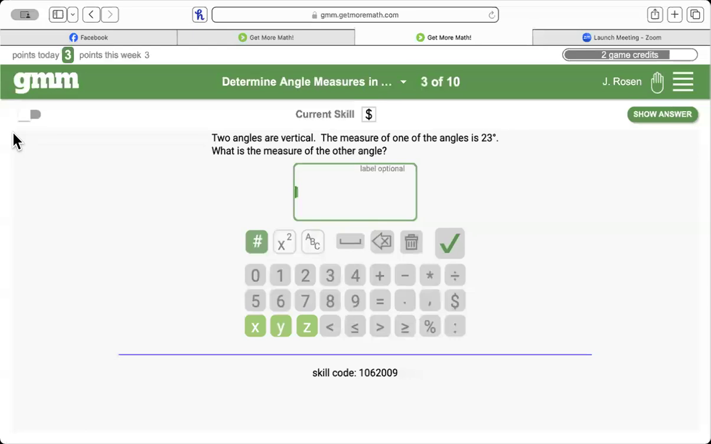Okay, this one's another description. It says two angles are vertical. So again, we need to know that that looks like this, where they come together at an X. And it says the measure of one of the angles is 23. What is the measure of the other angle? Hopefully you know it's the same thing, so it's just going to be 23.